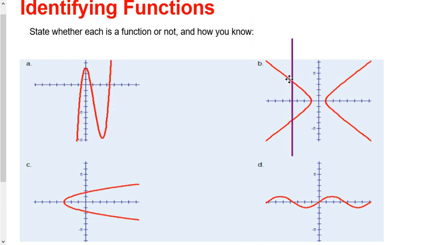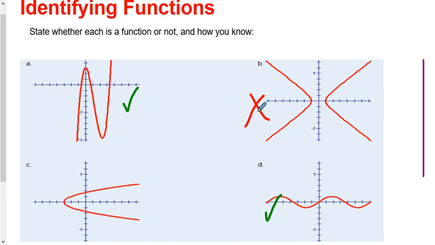Our second one, you'll see I can touch it in two places at a time in several spots along there. My third one, C, I can touch it in two places at once. And my fourth one, I can only touch it in one place at a time. So that means when we're looking at these ones, this one's a function and this one's a function, and these two are not functions. So that's our vertical line test. That's our first way to identify functions.